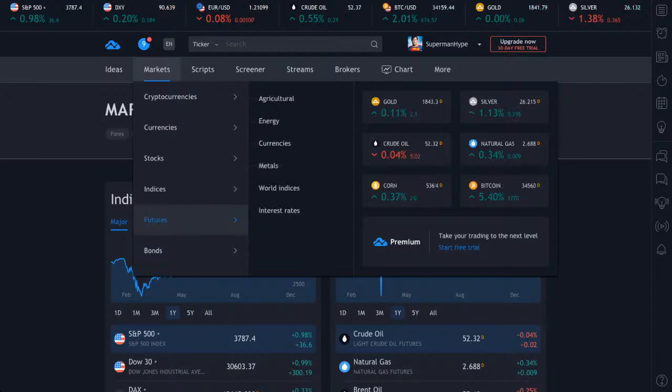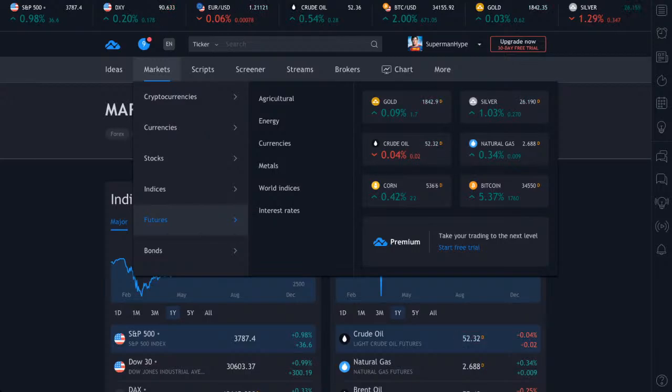Then we have futures, and futures are products that are predicting the price in the future of a lot of these things. So agriculture, energy, currency. Agriculture might have things like wheat, corn, stuff like that. Energy, obviously oil and other forms of energy, currencies, metals. Metals obviously are needed in a lot of manufacturing, then world indices and interest rates.